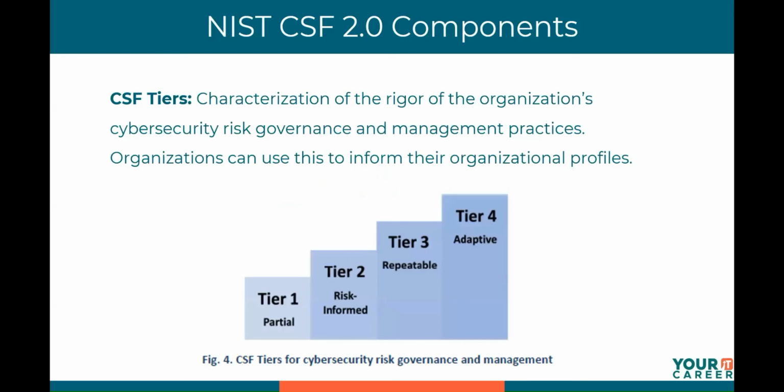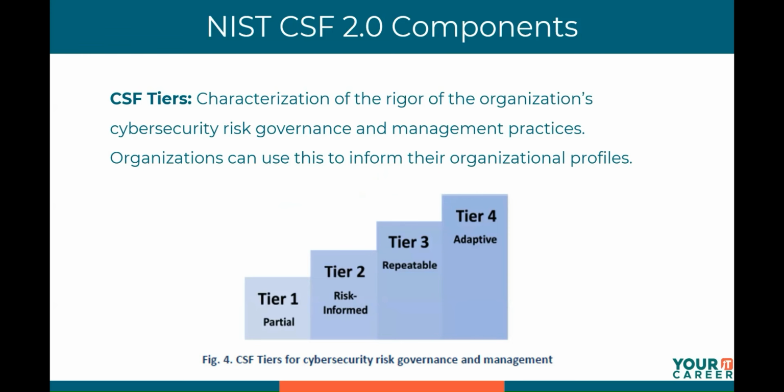So the third one is CSF tiers. Now, CSF tiers, like I was saying earlier, is the characterization of the rigor. Let me use simple terms. This is essentially saying, how serious do we want to be about our risk management practices? Do we want to be tier 1, tier 2, tier 3, or tier 4? Partial, risk-informed, repeatable, or adaptive?